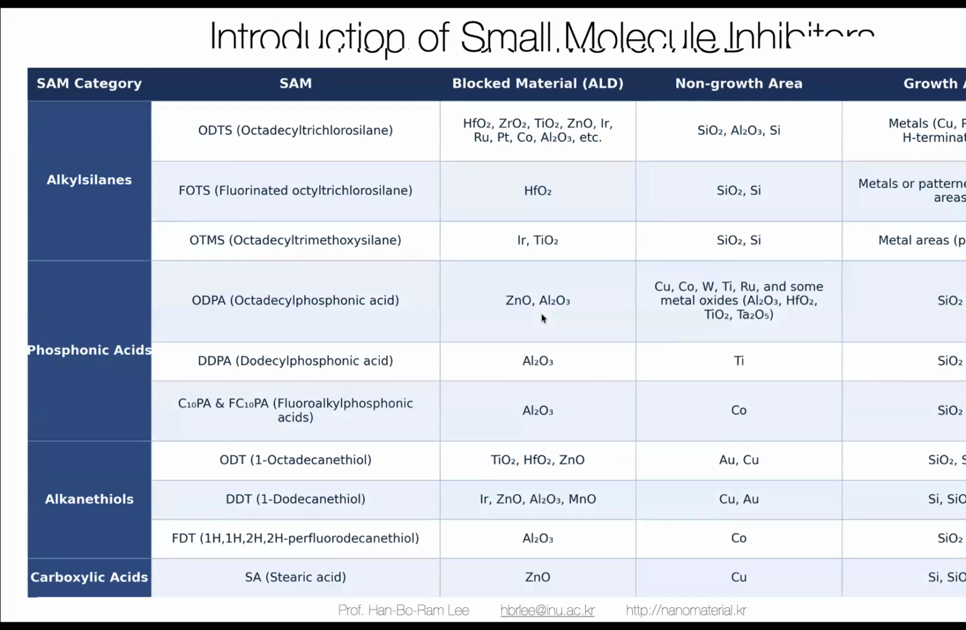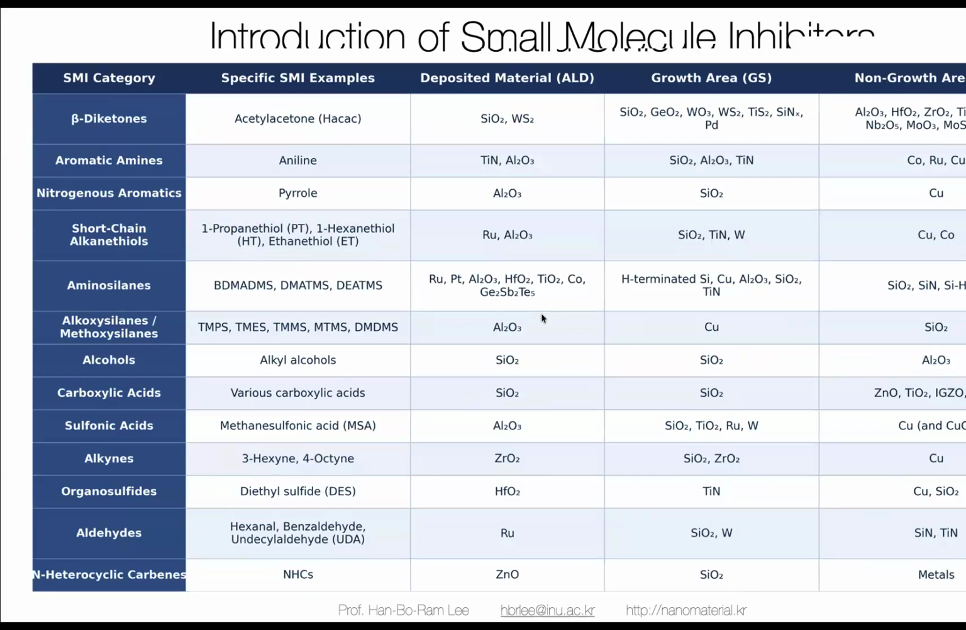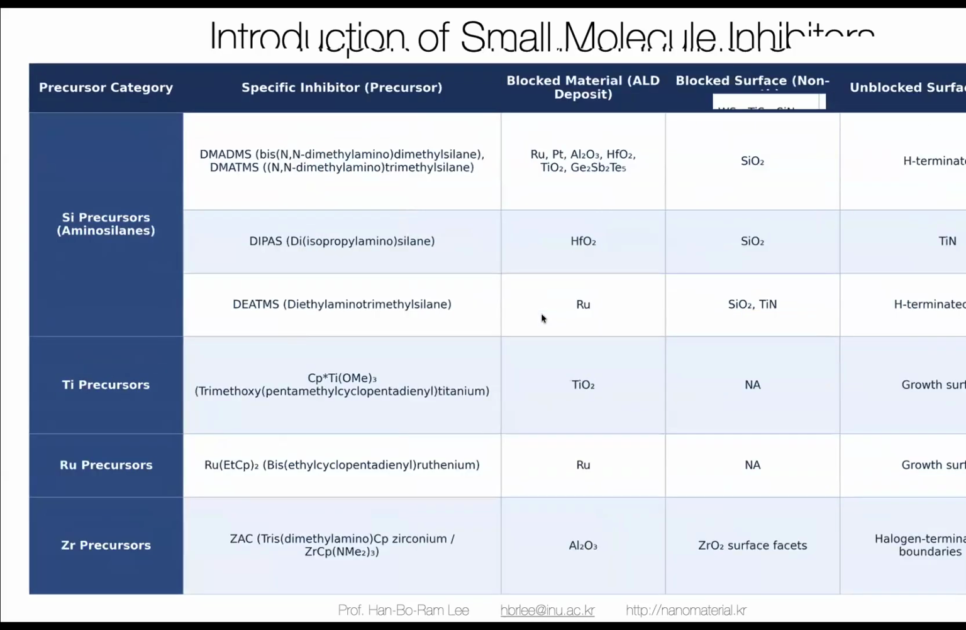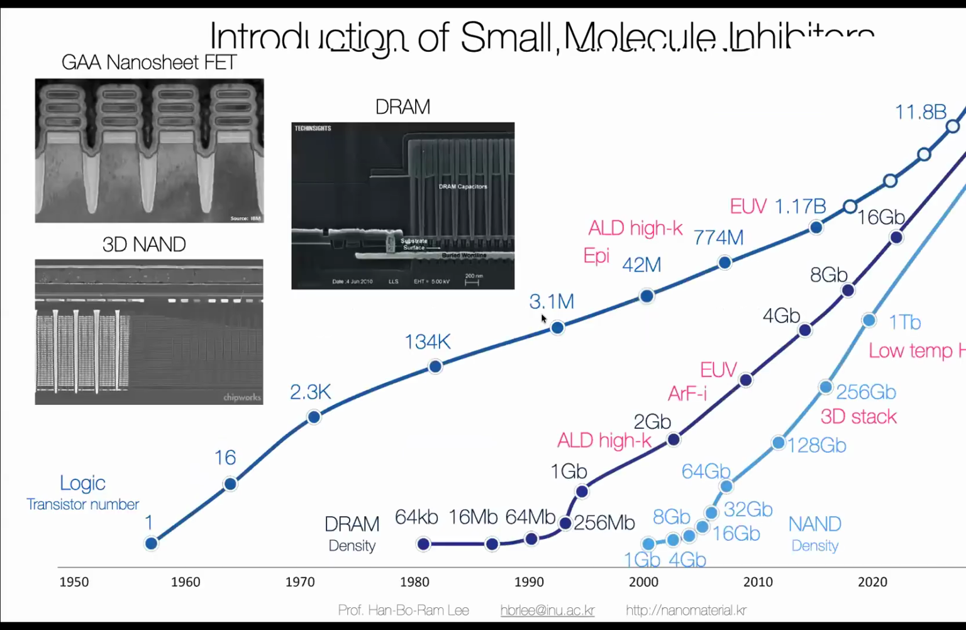So these are the reported self-assembled monolayers for ASD. I summarized everything for your reference, and then we can move on. Polymer, if you want to, you can take a picture of that. And then self-assembled monolayers and small molecule inhibitors. As you can see, recently all of the research trend is moving toward small molecule inhibitors. They don't want to have the self-assembly property. They really want to use small size and easily removable. And then we have the precursor inhibitor table. Okay, let's move on to the background of silicon devices.